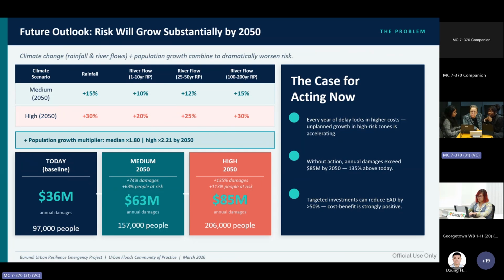So the case for acting now was made quite clear, because if current development patterns continue, then we estimated that the risk would become locked in, with people and assets particularly located in high-risk areas. And as that exposure grows, both the scale of losses and the cost of reducing the risk increase over time. At the same time, the assessment showed that targeted investments could reduce the expected annual damages by more than 50%.